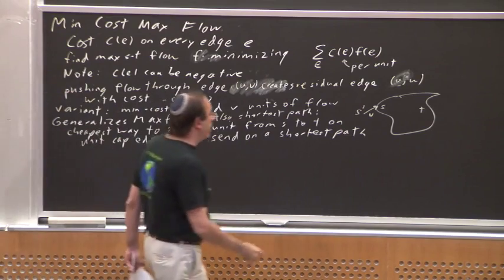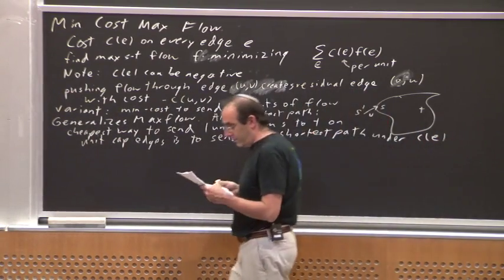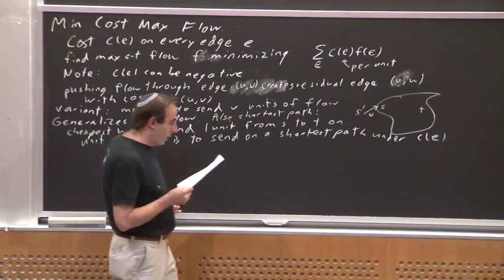Where our metric is the edge costs, c of e. Okay. Is that clear? Okay.